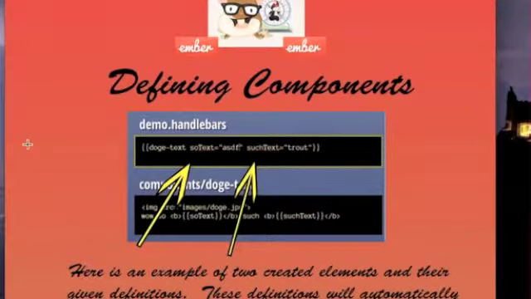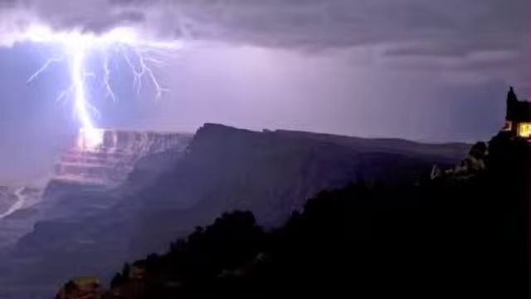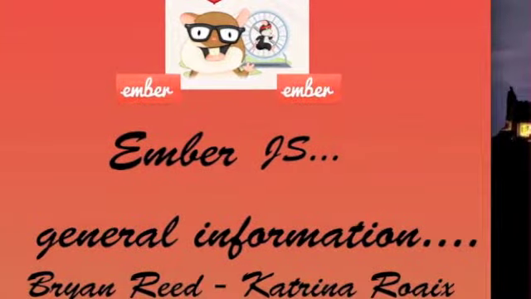So, here's an example of two created elements and their given definitions, or I guess you could say these are properties. These definitions will automatically be bound when displayed in the handlebars, as you see in the bottom example. So the text within the handlebars here will be given the ASDF value, and the other text here will be given this trout, which is the name of the person who was showing some information on this. And that is the general information portion of this basic tutorial. And coming up, you'll see the example by Katrina.